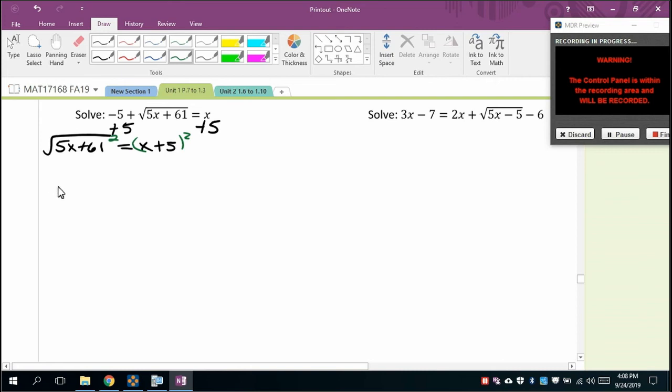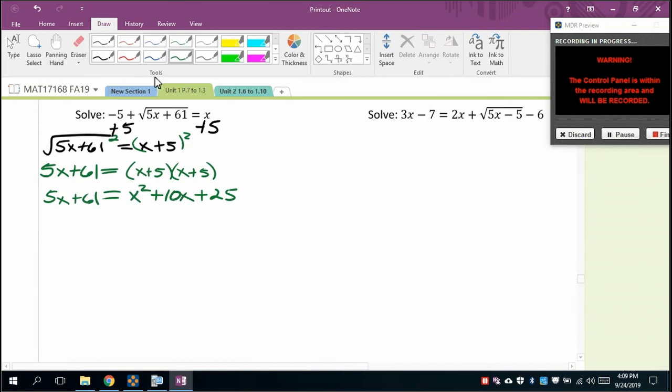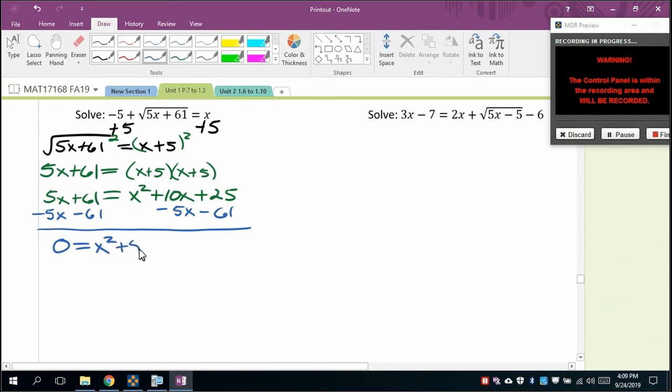Now I'm going to be drilling this to you in class, but you will have to be able to FOIL this out, and what will happen is it'll be x plus 5 times x plus 5, or x squared plus 10x plus 25, and that equals 5x plus 61. Now we need to get everything over to one side, so I'm going to take away 5x and 61 from both sides. So we'll have 0 equal to x squared plus 5x, and that is 25 minus 61, which is negative 36.